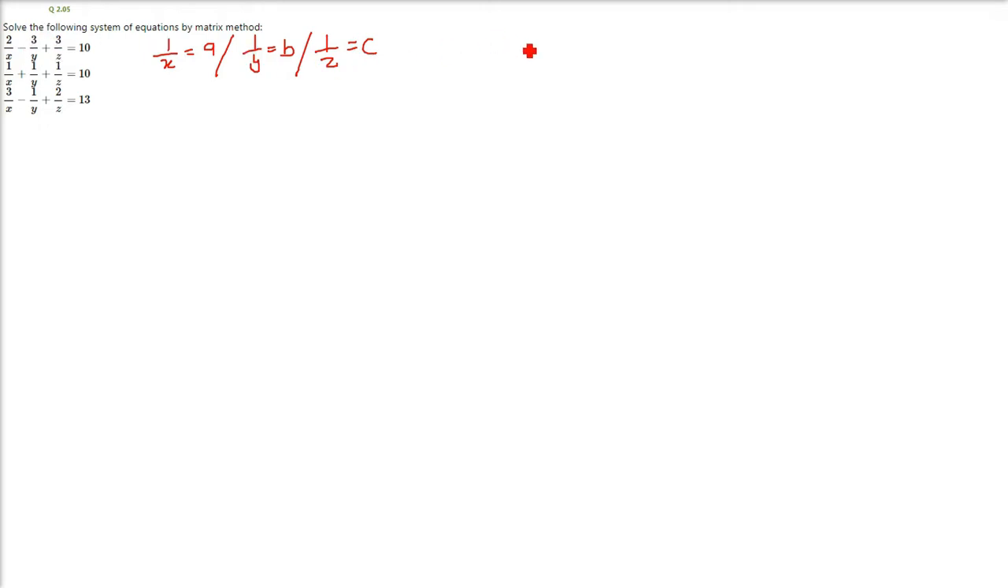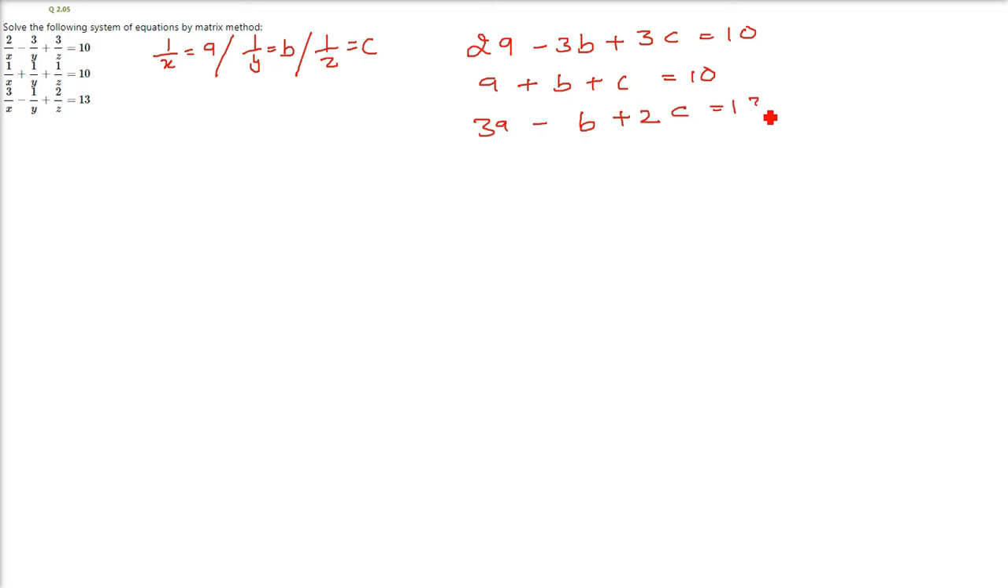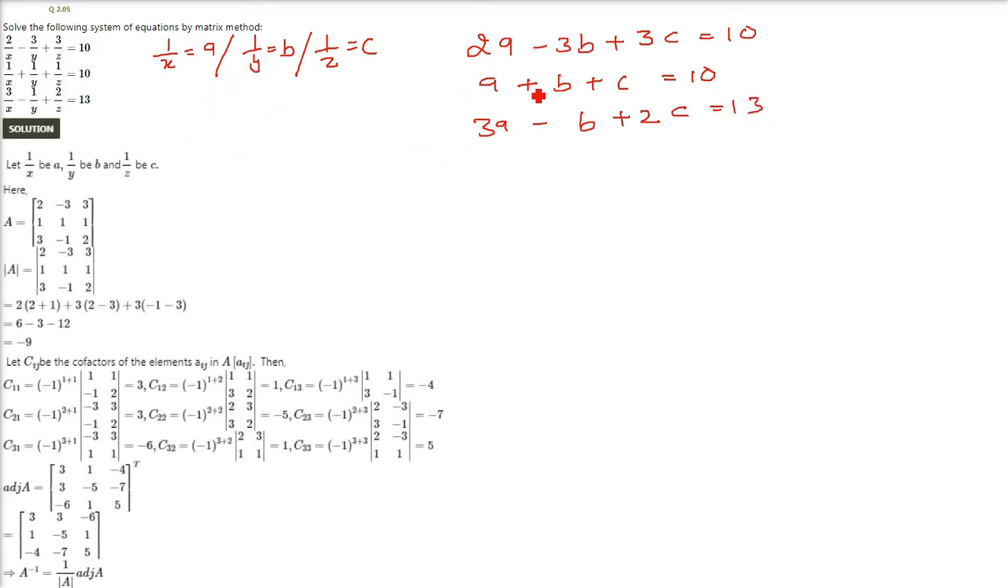Okay, so what will be the equation here? 2a minus 3b plus 3c equals 10. Second equation will be a plus b plus c equals 10. Third one will be 3a minus b plus 2c equals 30. Now this equation is quite known to you now. So you can just use these 3 equations and then you can solve it.